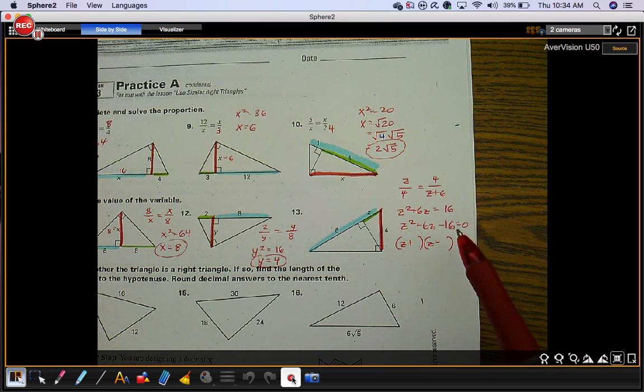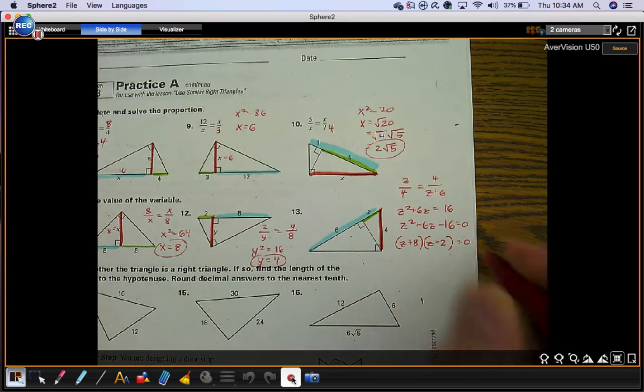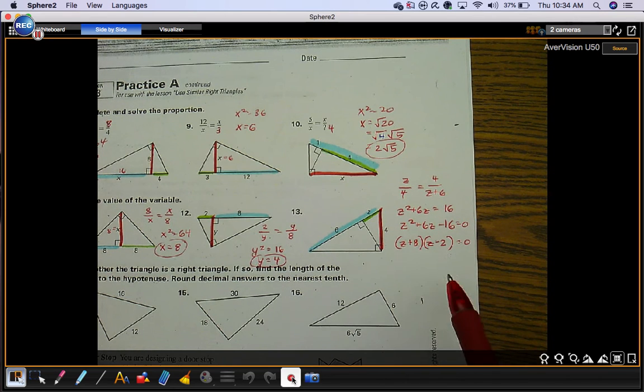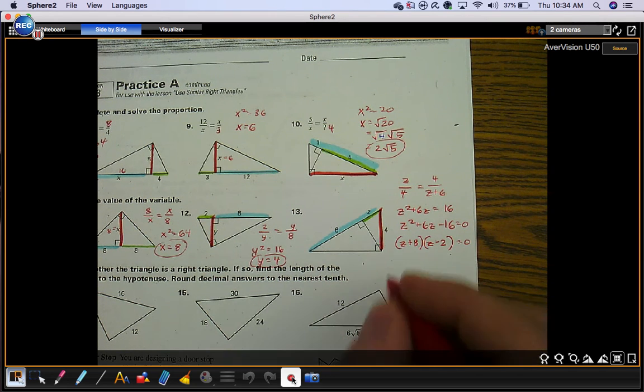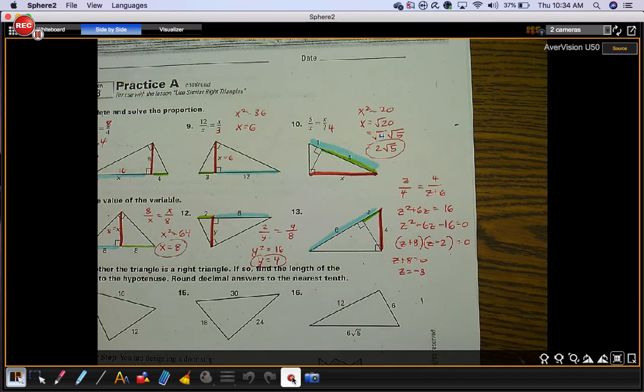Think about some factors of 16. It's going to be 8 and 2. Your 8 will be positive, your 2 will be the negative because 8 minus 2 is 6. 8 times negative 2 is negative 16. So either this is 0 or this is 0 because you're multiplying two things together to get 0. So one of them has to be 0. So maybe z plus 8 is 0.